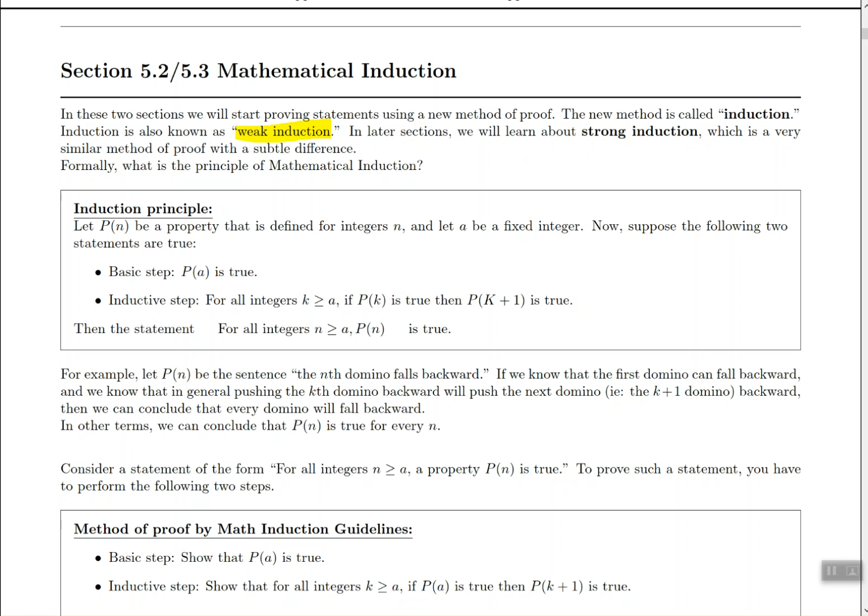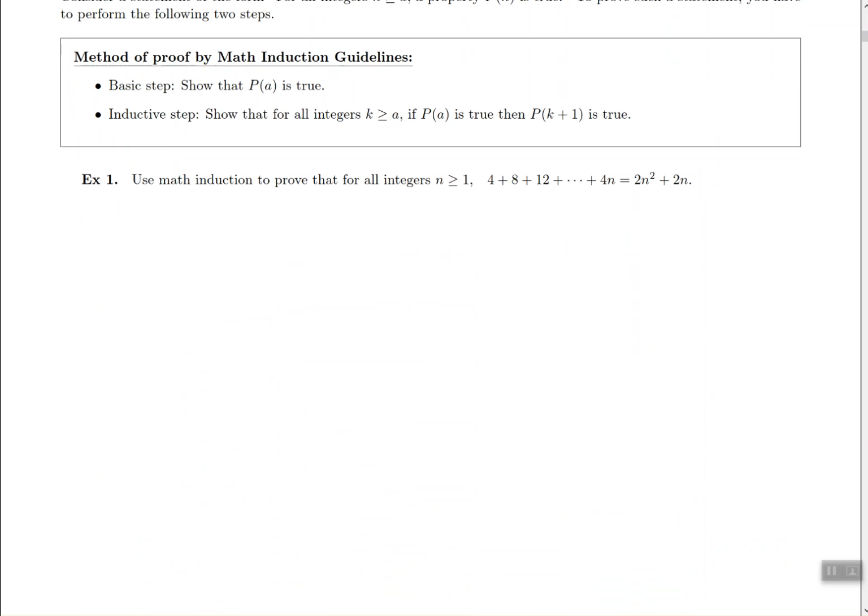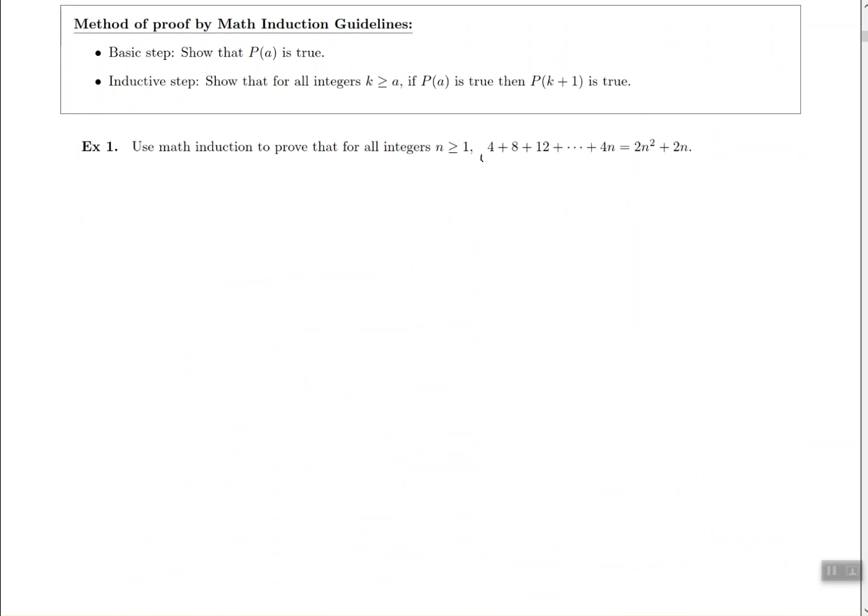Every induction proof is going to have two parts basically: a basic step, or a base step, that's what we call it, and an inductive hypothesis. In the inductive hypothesis, we pretty much assume that the theorem that we're trying to prove is true, and we try to show that the next case is going to hold. So I'll demonstrate all these things by doing a problem, example one, which says use math induction to prove that for all integers, the left-hand side of this equation is equal to the right-hand side of this equation.